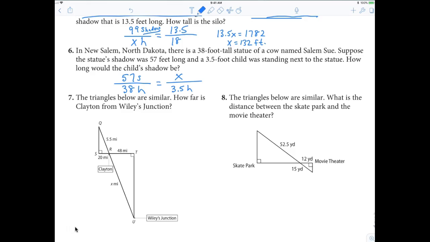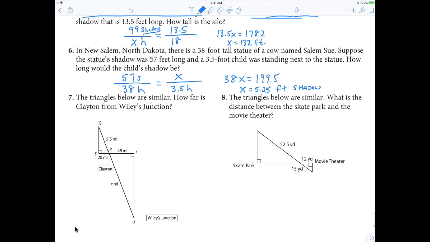So when you cross multiply, you get 38x is equal to, what's 57 times 3.5? I got 199.5. Does anybody else get 199.5? Yes. And then once you divide, what are you getting? I got 5.25. Is that right, guys? Yeah. 5.25-foot shadow. Is that correct? Yes. All right, yes, ma'am.